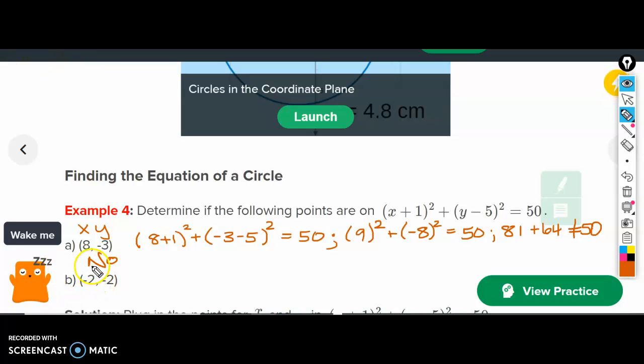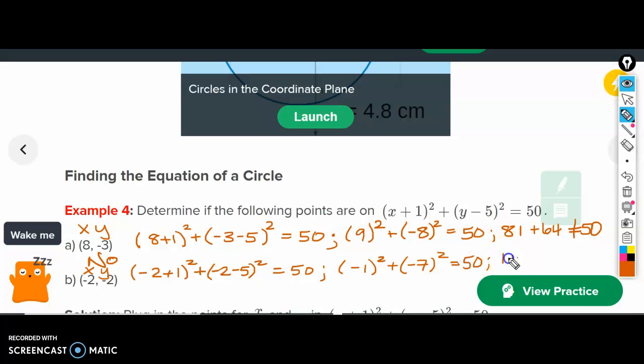For part B, I'm going to do the same thing. I'm going to label it x, y. I'm going to substitute those in. I'm going to have negative 2 plus 1 squared plus negative 2 minus 5 squared. And I want to see if that equals 50. I get negative 1 squared plus negative 7 squared. And I want to see if those equal 50.